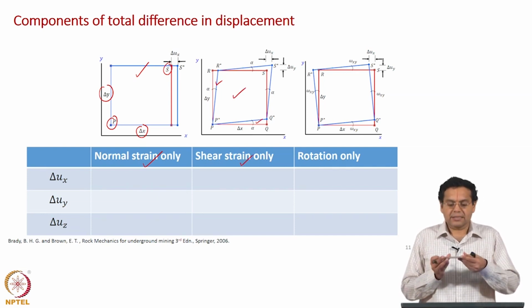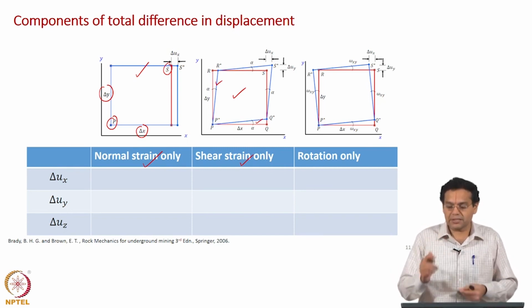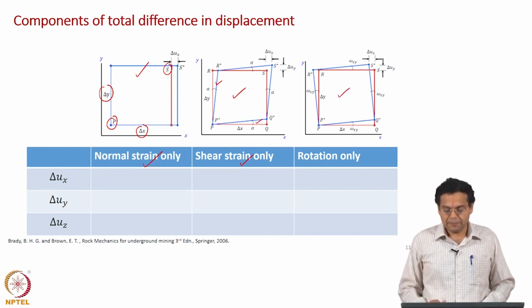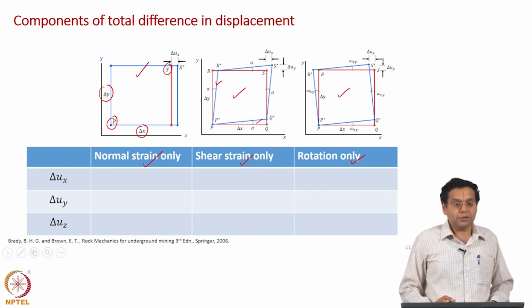Third, I just consider the rotation of the plate only, no normal strain, no shear strain, and that is the third configuration, only rotation. Okay. Now what are we going to do?